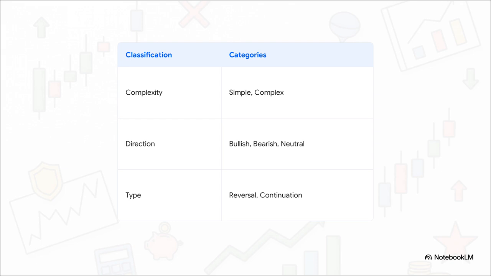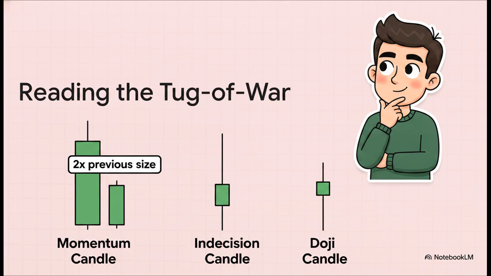So getting a read on this tug-of-war is pretty straightforward. Large bodies show decisive momentum. In fact, to truly call something a momentum candle, that real body should be at least 2 times the size of the previous candles. That is a clear, undeniable signal of strength. On the other hand, small bodies with super long wicks prove that neither the bulls nor the bears are in full control. The ultimate sign of this indecision is what's called a doji candle. This is where the opening and closing prices are at the exact same level, leaving virtually no real body at all. It's practically a perfect tie.